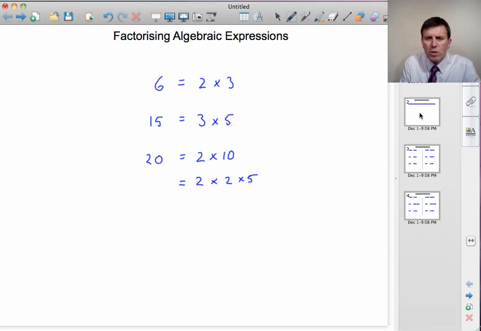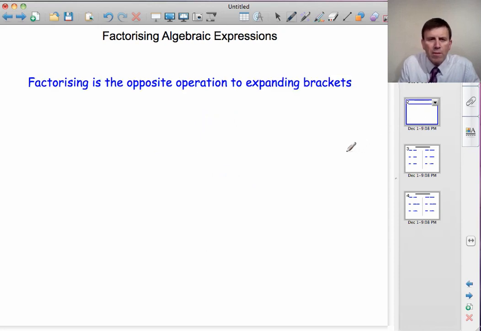Now let's move on to algebraic terms. Factorizing is the opposite operation to expanding brackets, and you should now have looked at the lesson on expanding brackets. So let's suppose we have something like 3 multiplied by x plus 2. We've seen how to expand this. We multiply the 3 by everything in the bracket. So 3 times x is 3x, and 3 times plus 2 is plus 6. That's called expanding the bracket.